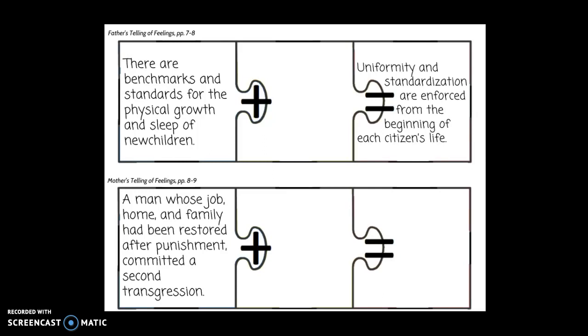For the third flashback on this activity, which is Mother's telling of feelings on pages 8 and 9, you are given the first piece of evidence. You need to find another piece of evidence or something else that happened during this flashback and then make an inference or come to a conclusion about what this information might mean about the community.